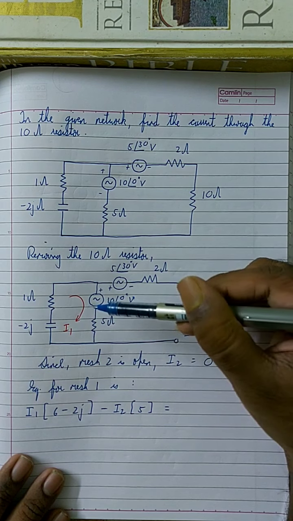And what about I2? I2 is touching this 5 and this 2 over here. So 5 plus 2 is 7, right? So it's touching the 7 over here. That's it, right? There is no other element over here.